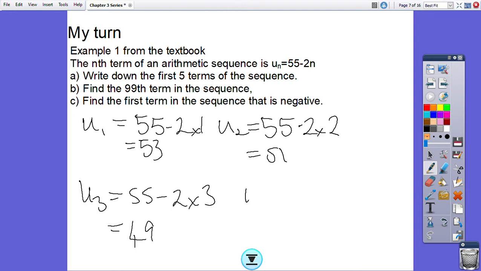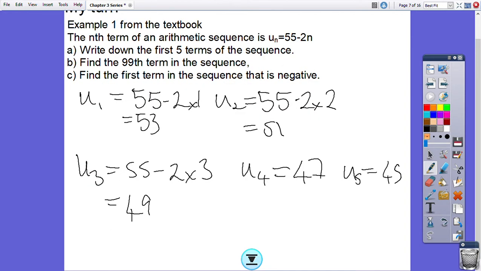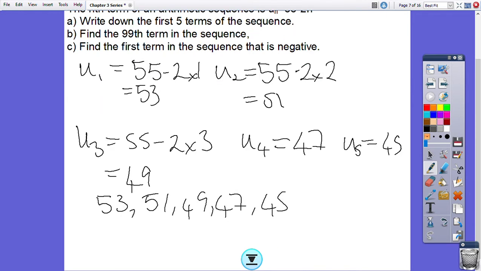49, and then you should be able to see that U4 will be 47 and U5 will be 45. If you want to make it absolutely clear, you could write that as 53, 51, 49, 47, and 45.